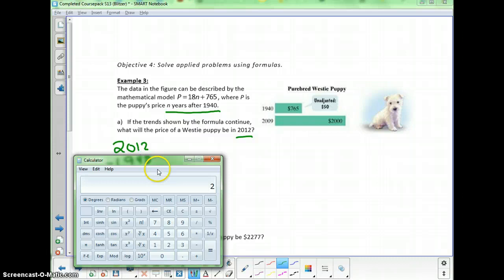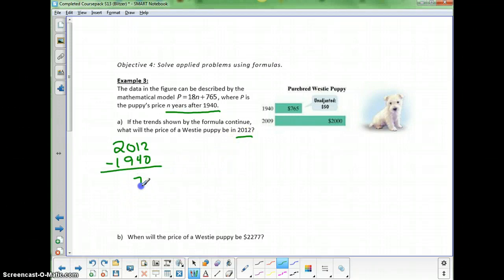Okay, 2012 minus 1940, 72 years. So 72 is going to become the value that we're going to plug in for n. So the puppy's price, P, equals 18 times 72 plus 765.